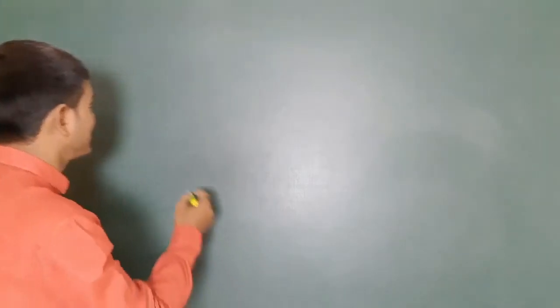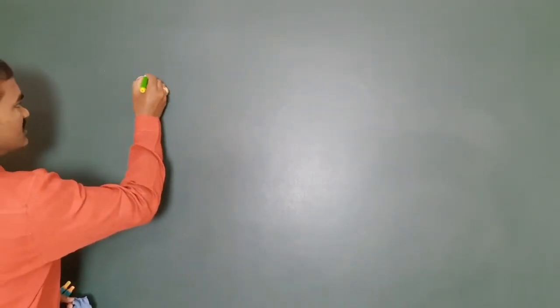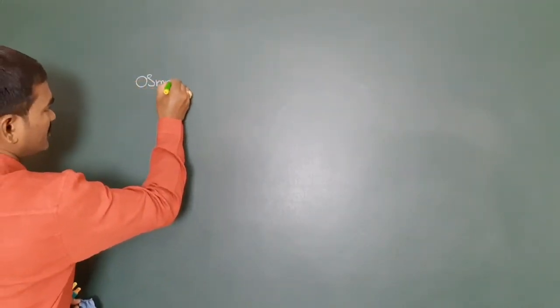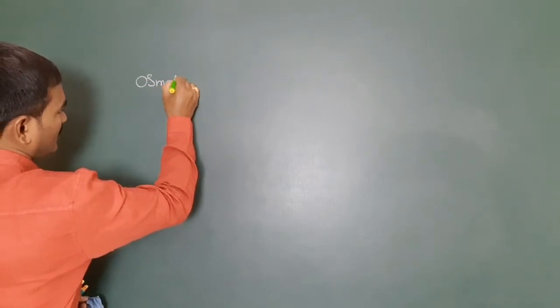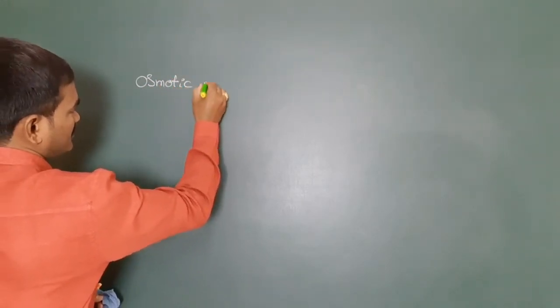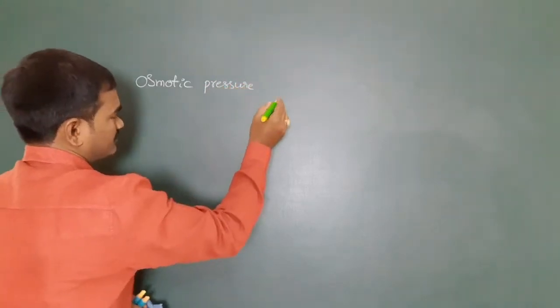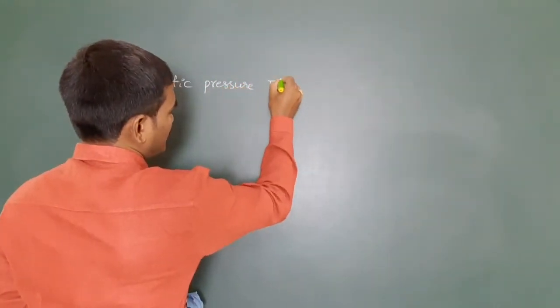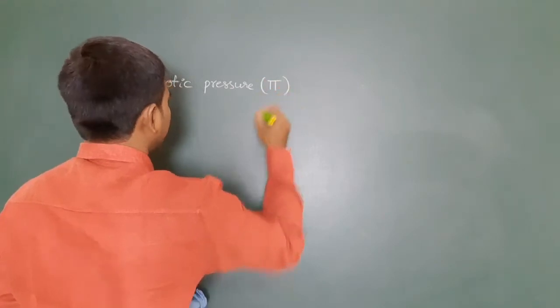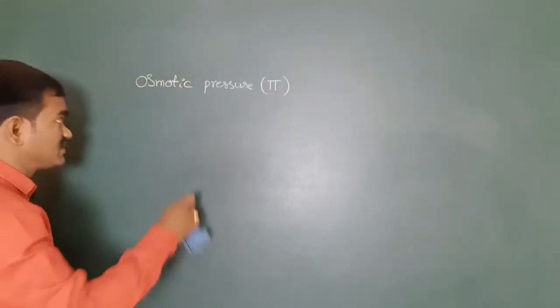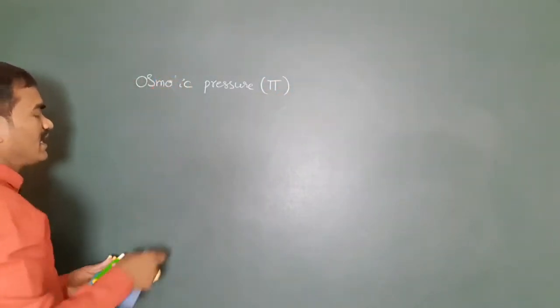In today's class, we are going to focus on the fourth colligative property, that is osmotic pressure, which is represented by pi. So what is meant by osmotic pressure?